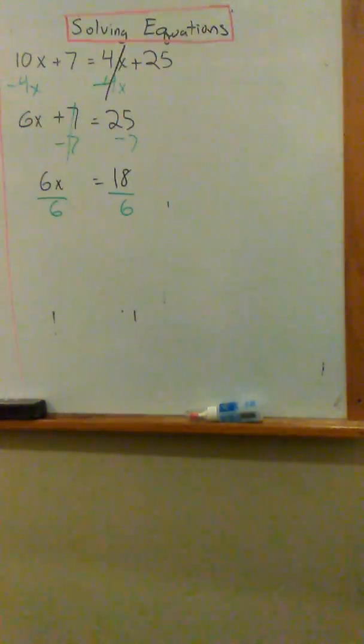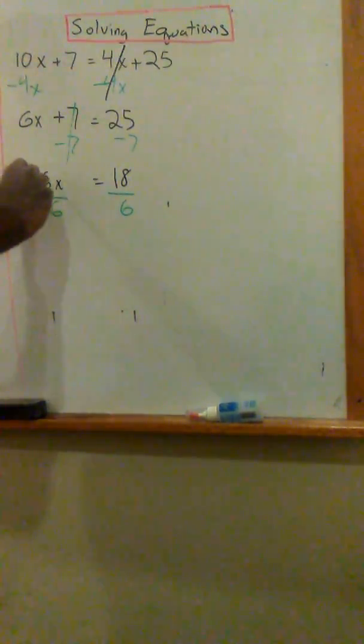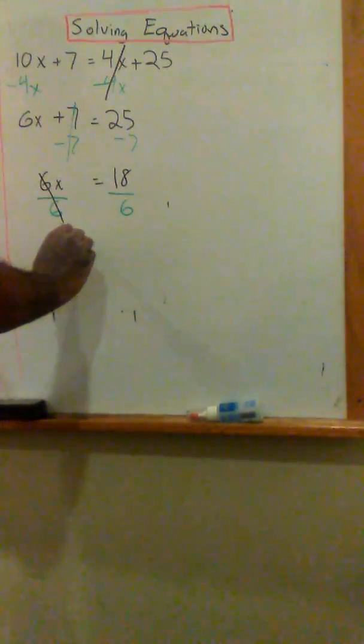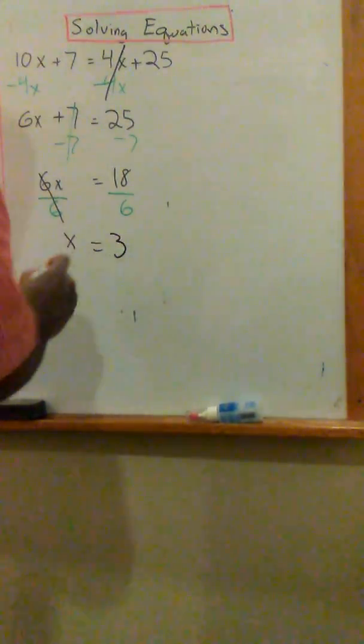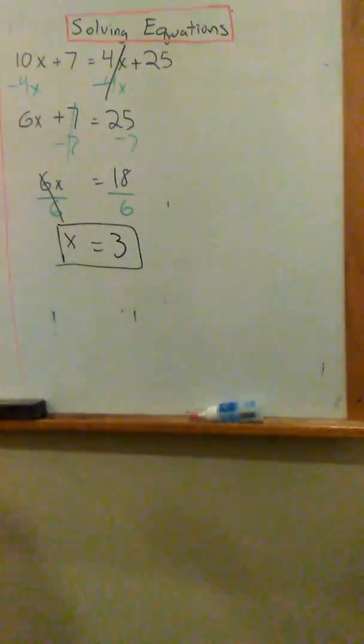Okay, so 6x divided by 6, that's just x. And what is 18 divided by 6? Yes, 3. So then our answer is x equals 3. Okay, let's look at another one.